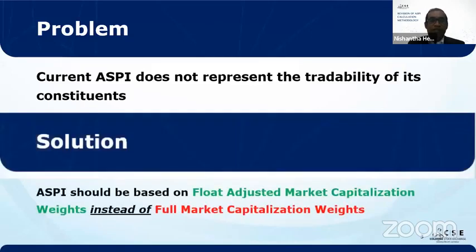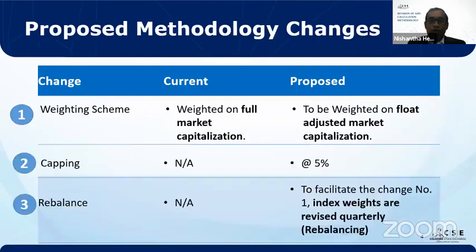The solution is, of course, to weight the index constituents based on the float adjusted market capitalization instead of the full market capitalization. If the public holding is low, then of course we take only that portion. If it is 19%, we take 19% of the total market capitalization. If it is 85%, we take 85%. So index constituents would be weighted on the float adjusted market capitalization. This is, in very high level terms, what we are going to do.